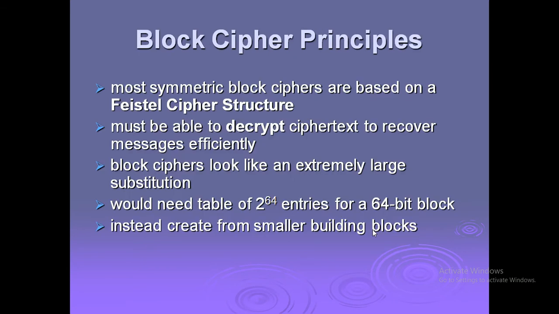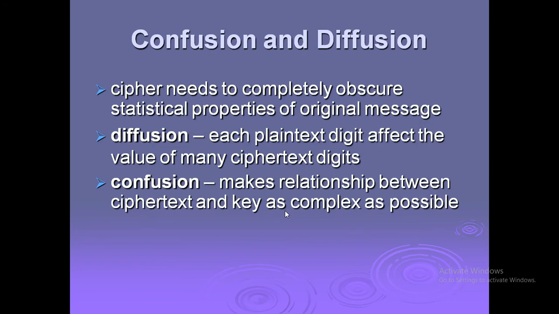Block cipher principles. Most symmetric block ciphers are based on a Feistel cipher structure. We must be able to decrypt ciphertext to recover messages efficiently. A block cipher looks like an extremely large substitution. It would need a table of 2 to the power 64 entries for a 64-bit block. Instead, create it from smaller building blocks.